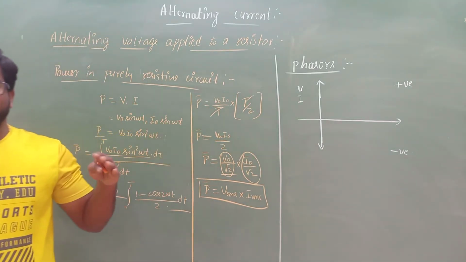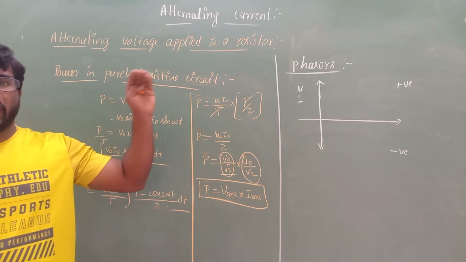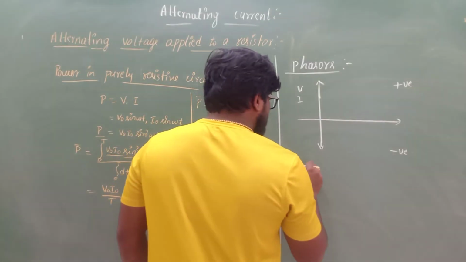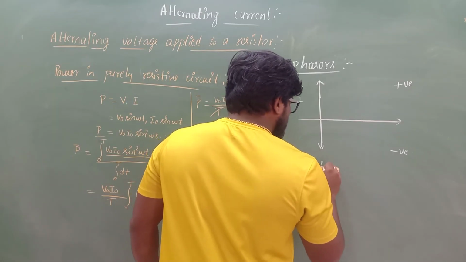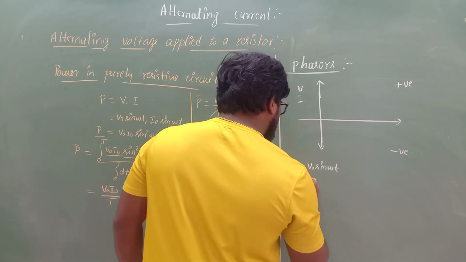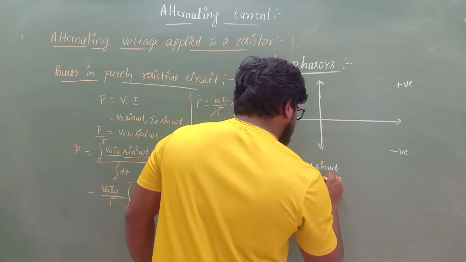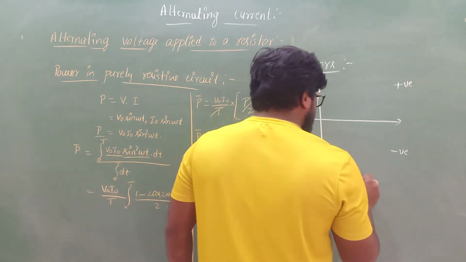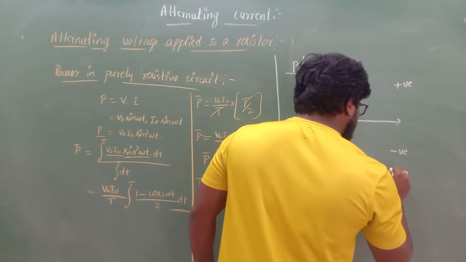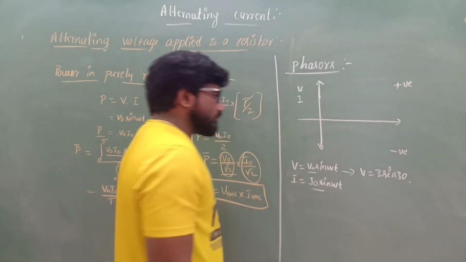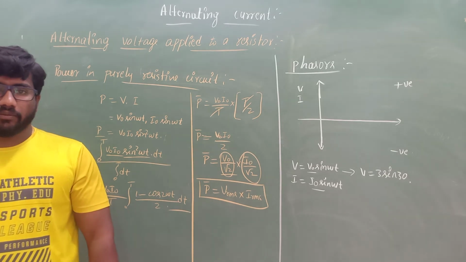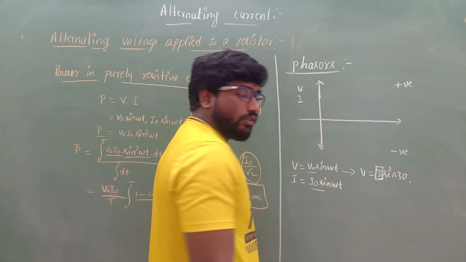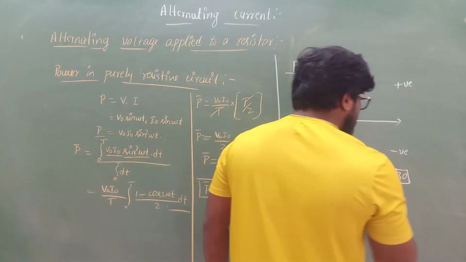So here, if you want to represent the magnitude value, see the formulas we got there. V is equal to V naught sine omega t. I is equal to I naught sine omega t. Sir, I'll write V is equal to, for example, 3 sine 30. If you take this here, 3 is the magnitude value of voltage, and 30 is nothing but the angle.